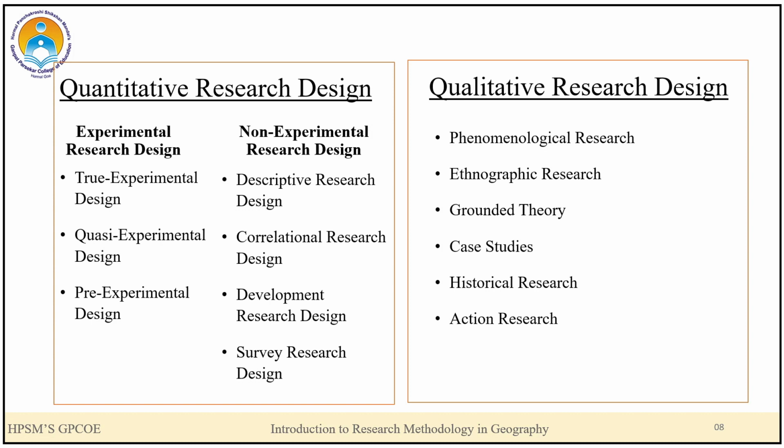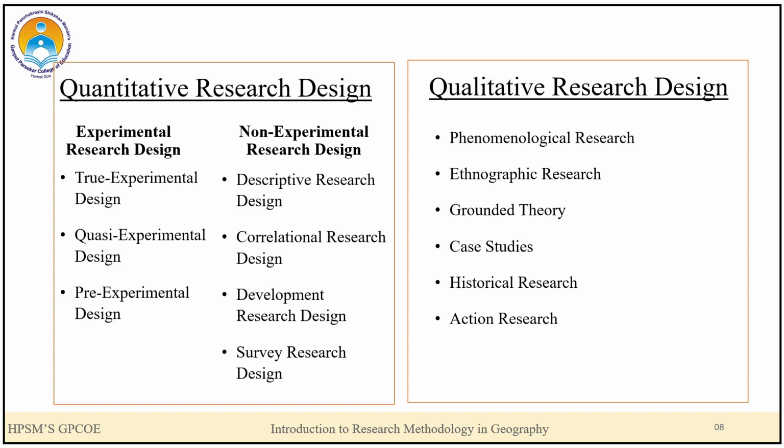Non-experimental research designs are also classified into different types: descriptive research design, correlational research design, developmental research design, and survey research design, right? When we talk about experimental research design, all three characteristics are included in true experimental research design. Only two characteristics are included in quasi-experimental research design, and in pre-experimental research design only the manipulation will be there. There won't be any randomization or control group as such.